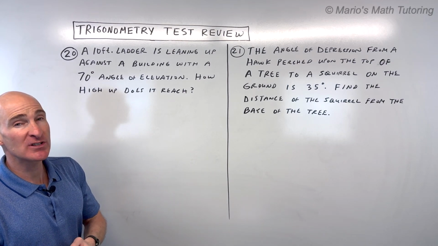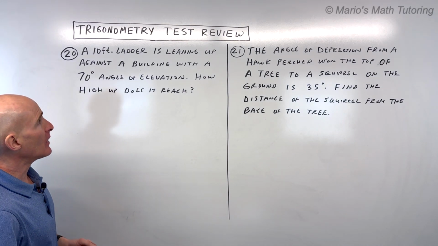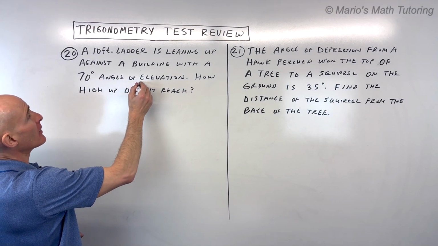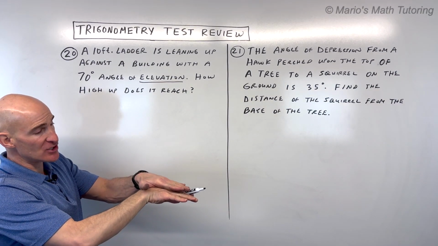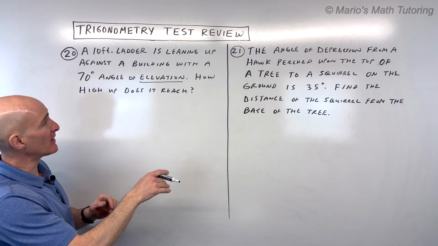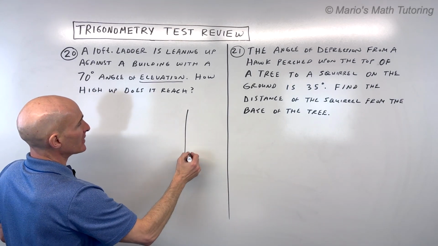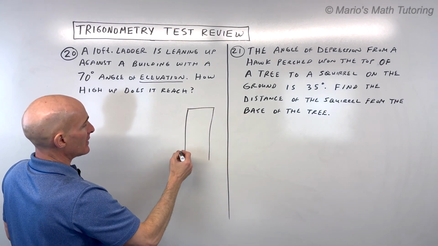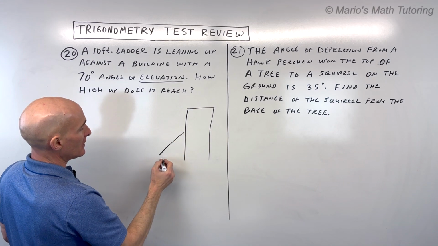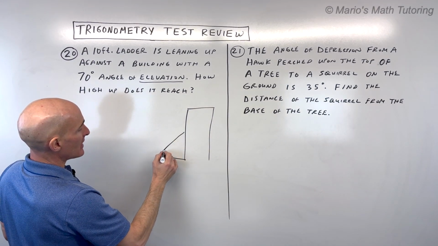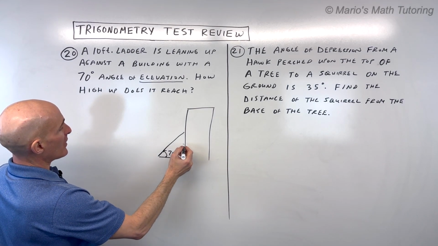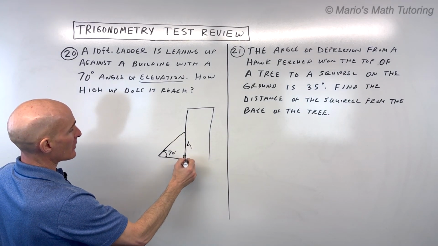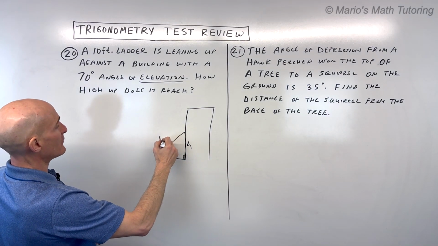Okay, so first thing you want to do is draw a diagram. And here we're talking about angle of elevation. This is an important concept in geometry. Elevation, you're looking up from the horizontal like that. So say here's the building. Here's the ladder, and then the angle of elevation is this guy right here. So that's 70 degrees. We want to find this height right here, how high it reaches up the building, and we know it's a 10-foot ladder.